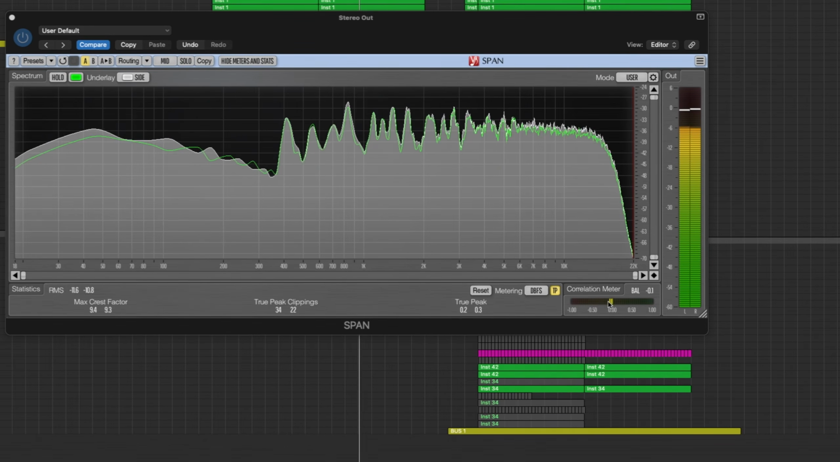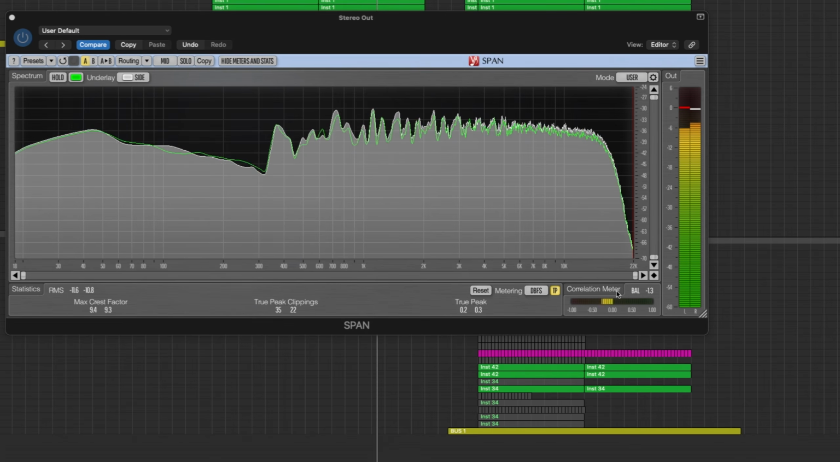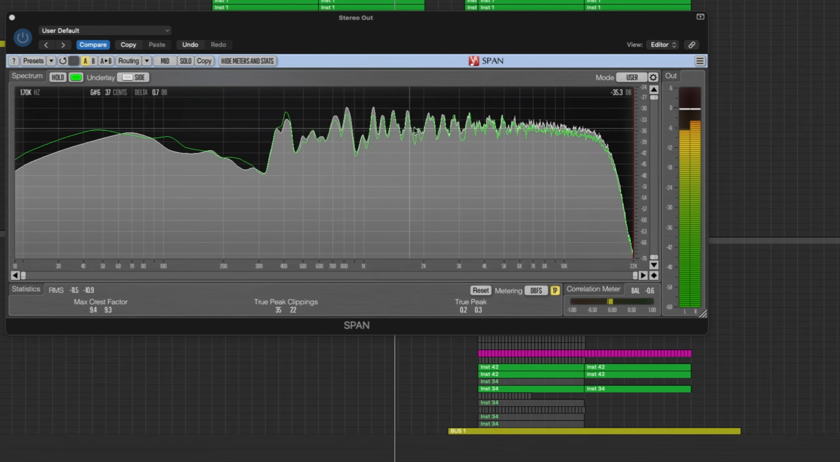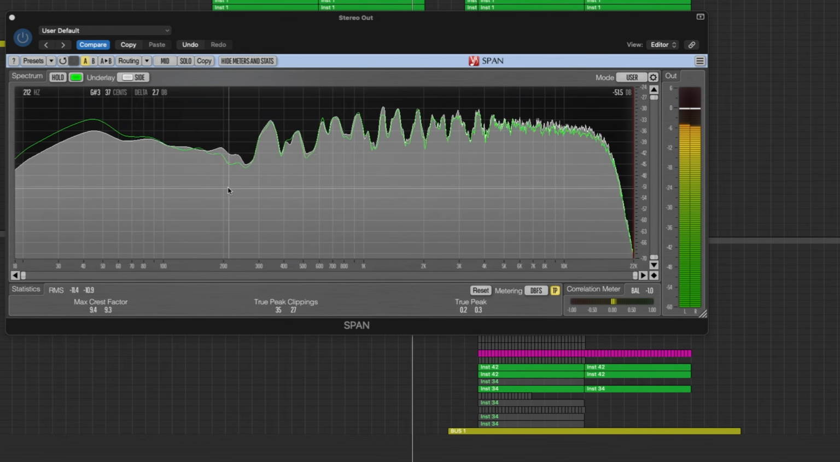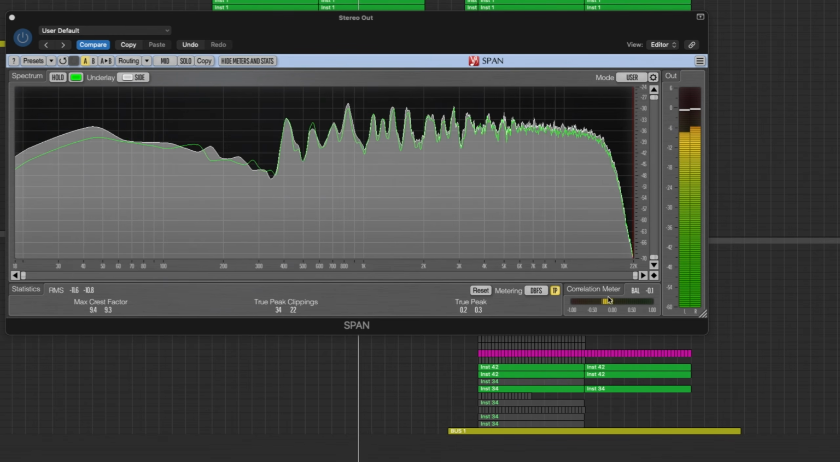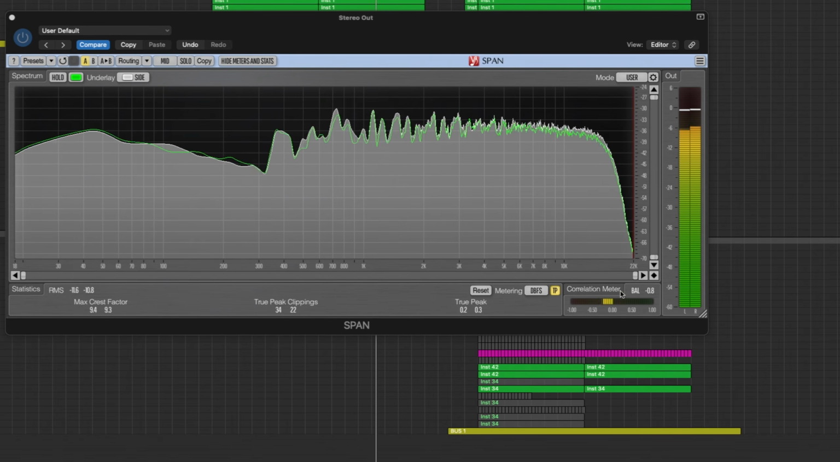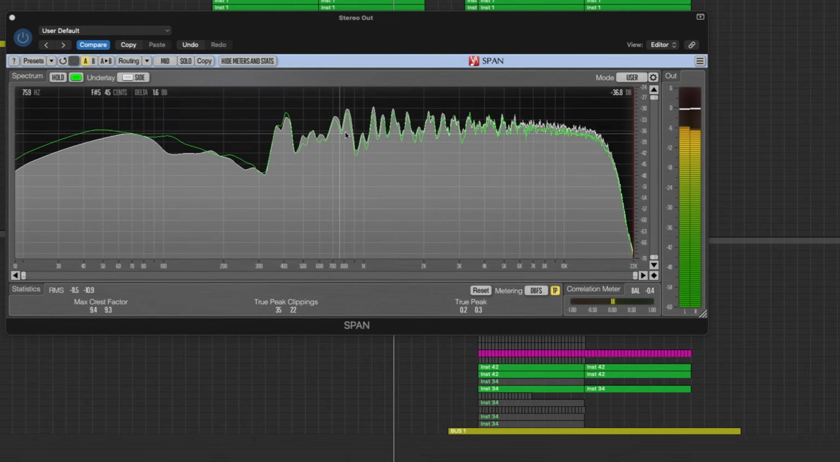And the second thing in SPAN is the correlation meter down here. To make it short, hovering around 0 is a good thing, meaning we have good mid-side levels, and leaning towards the negative side to the left here means we might have a problem with both loudness and compatibility.